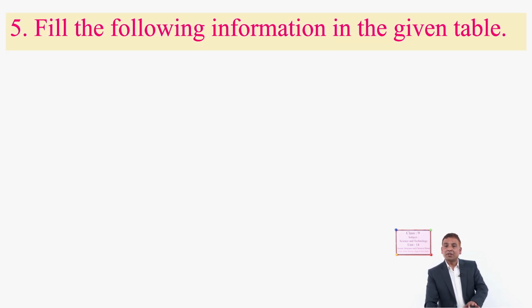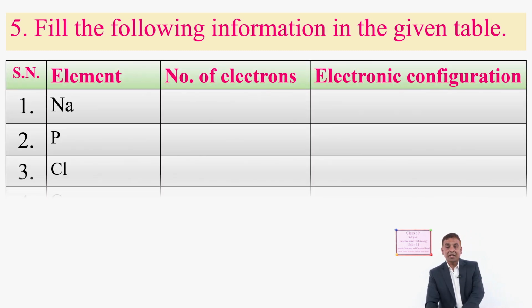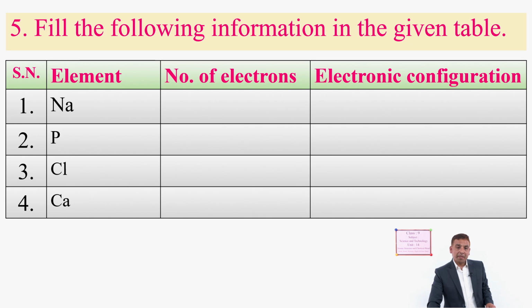Now we are talking about another question: fill the following information in the given table. The serial numbers are 1, 2, 3, 4 and so on. The names of the elements are sodium, phosphorus, chlorine and calcium. Then the number of electrons present. First of all, you have to find the atomic number, and according to the atomic number you can write the total number of electrons present in the respective atom. Sodium has 11 electrons, phosphorus has 15 electrons, chlorine has 17 electrons, and calcium has 20 electrons.